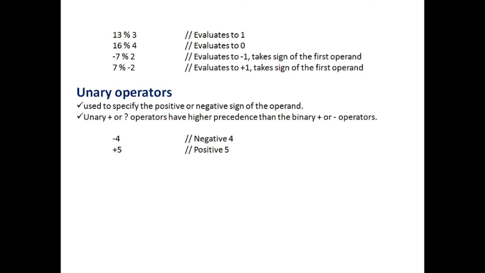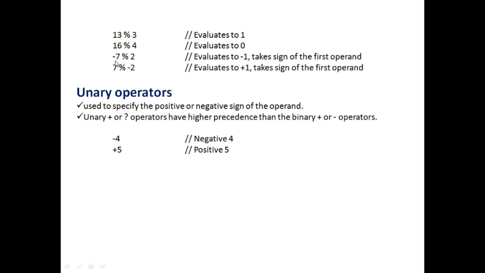And the next one is 13 percent 3. This percent symbol indicates it is a modulus. Okay, so you are aware of how to perform the modulus. 13 percent 3 is 1, and 16 percent 4 evaluates to 0, and minus 7 percent 2. Percent is generally a remainder. So in minus 7 percent 2, the remainder will be minus 1.